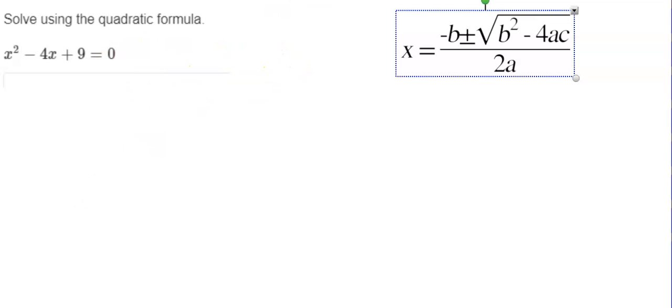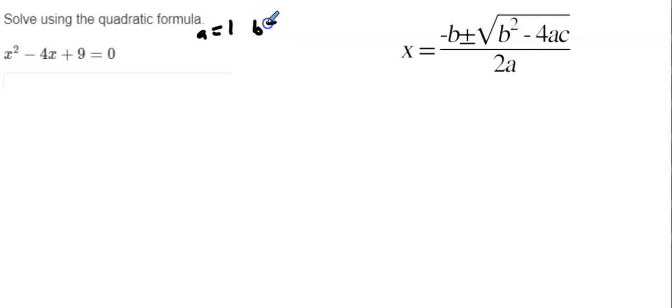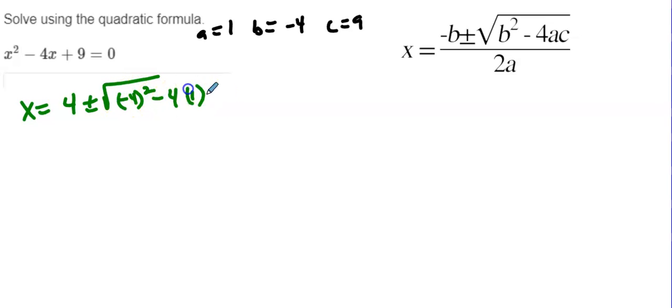All right, another example here. So again, we're going to identify a as 1, b is negative 4 in this case, and c is again 9. So we're still going to plug and chug. So x is going to be equal to now the opposite of negative 4. It's going to be positive 4 plus or minus the square root of negative 4 squared minus 4 times 1 times 9, all over 4 times 1.